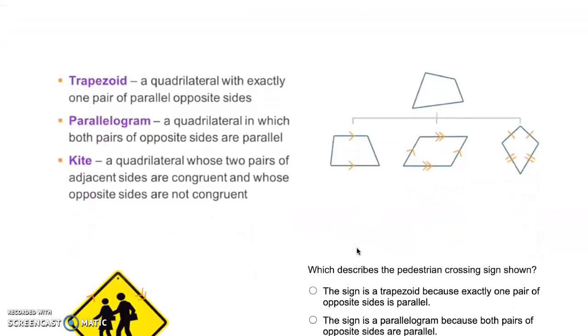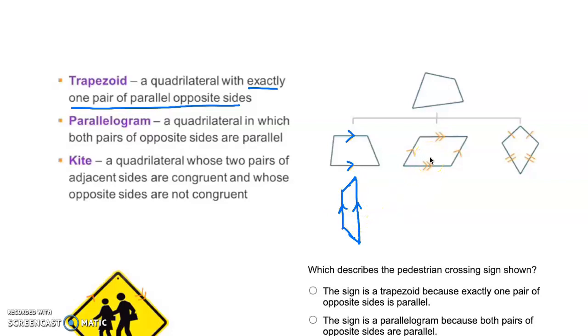So let's start with the first top. Here we have a quadrilateral, and there are three types of quadrilaterals. We have trapezoids. A trapezoid, remember these marks mean they're parallel. It has exactly one pair of parallel opposite sides. Only one pair of sides is parallel. It can be drawn this way or this way, but you'll notice that only one pair of opposite sides is parallel. That's a trapezoid.